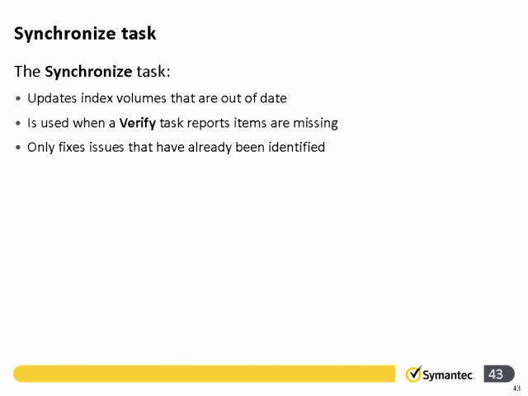The next task is the Synchronize task. It will update any index volumes that are out of date. It's typically used when a verify task reports that something is missing from that index volume location, but it will only fix issues that have already been identified. It doesn't go out and search for any of the errors that may occur with an index. If you've used previous versions of Enterprise Vault, this is similar to what was available in the Manage Index Volumes tool for Enterprise Vault 9, the repair functionality.